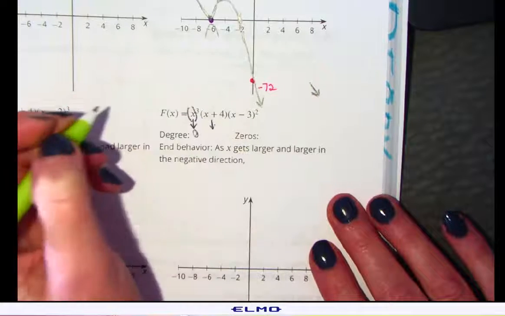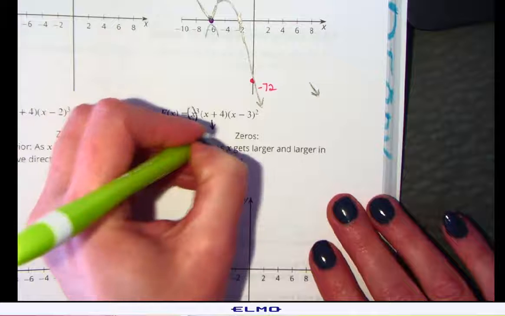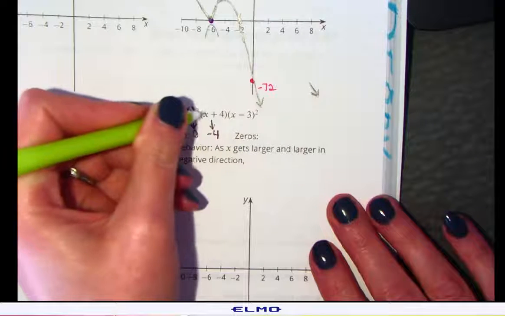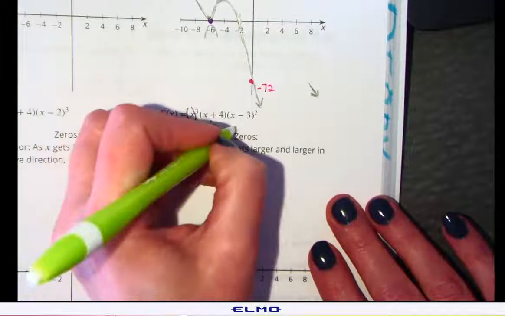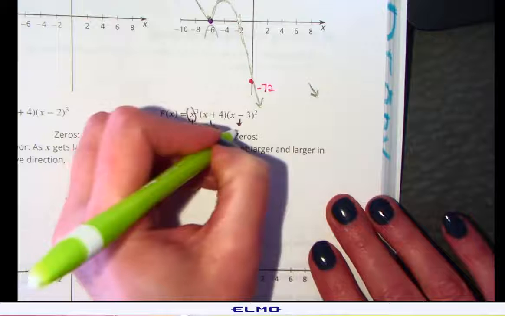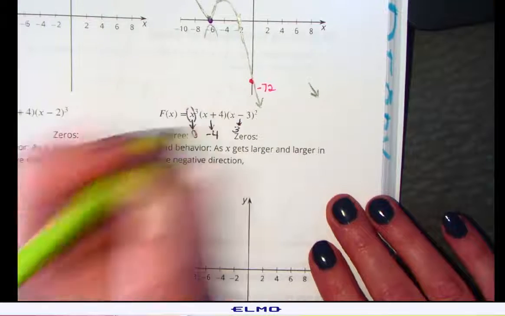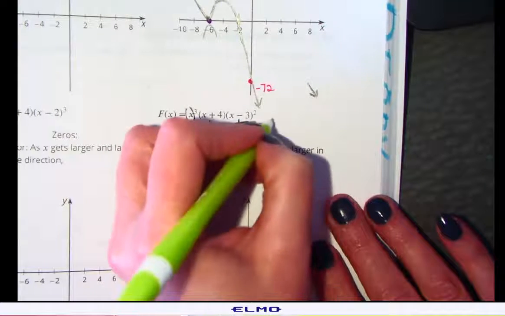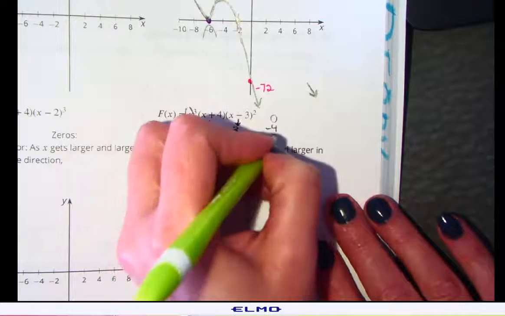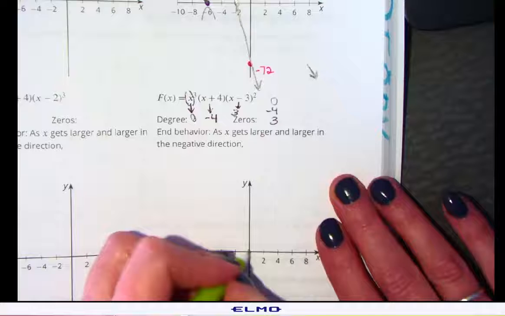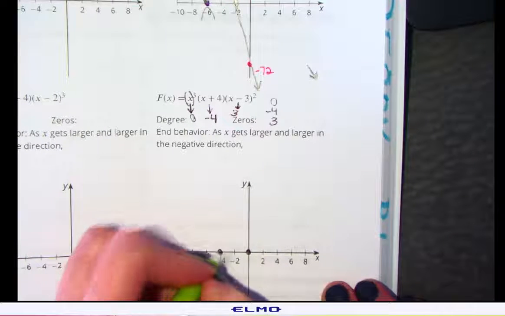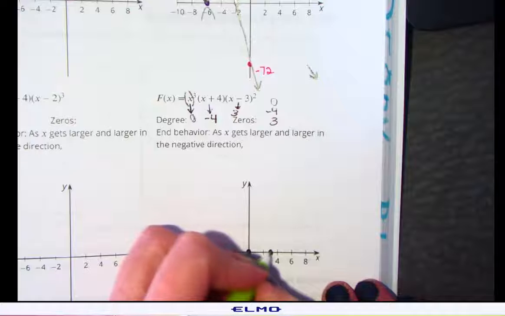This factor would turn into a zero at negative 4. Remember, unless you have a coefficient in front, you just flip the sign there. This one, x minus 3, would have a 0 at positive 3. So I have zeros at 0, negative 4, and positive 3. I now have them on my graph.